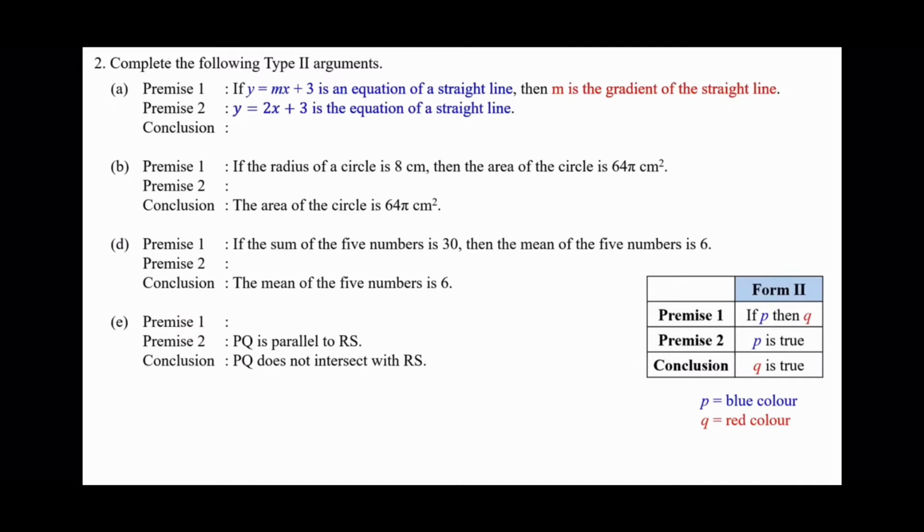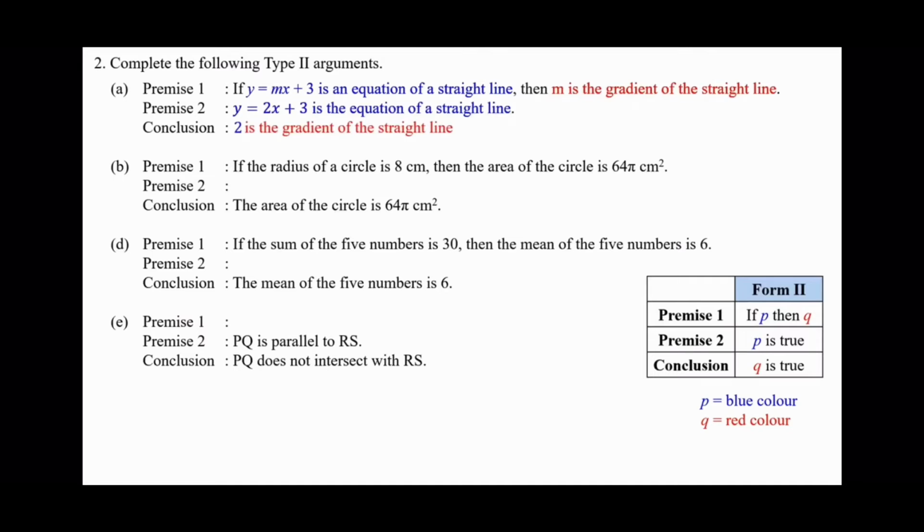Before you copy, you have to observe the pattern. They replace the M with 2. For the red color one, there is an M, so you have to replace it with the blue color 2. You cannot use just M, so you have to refer to premise 2: 2 is the gradient of the straight line. Then you just copy the red statement for Q is true. That is how you solve a form 2 argument.